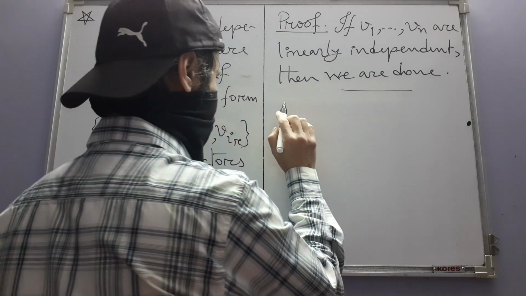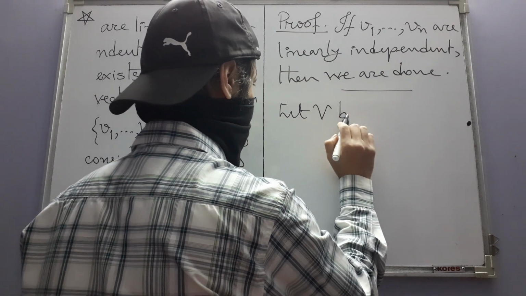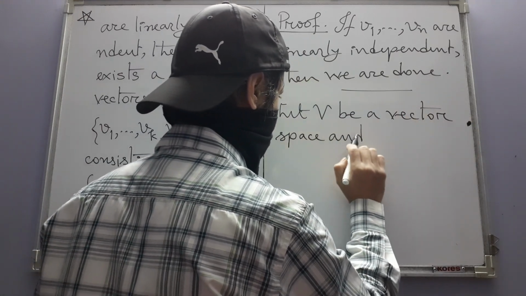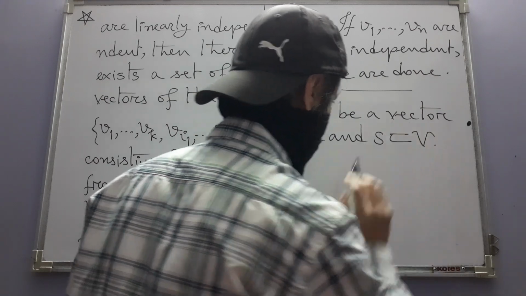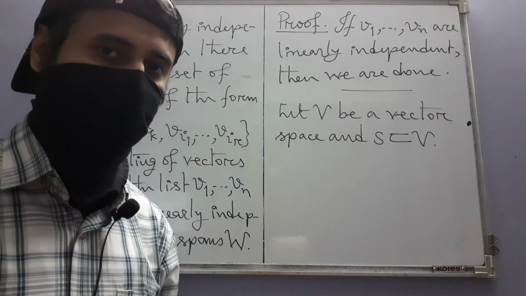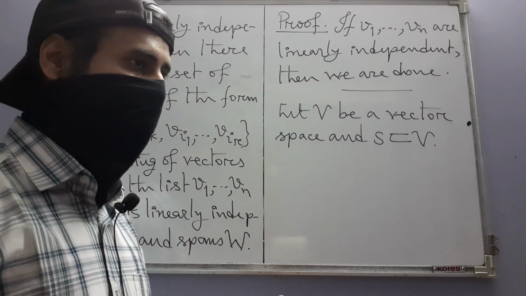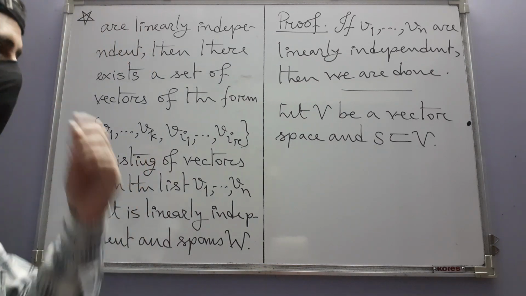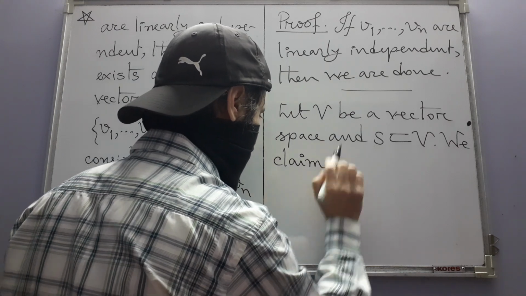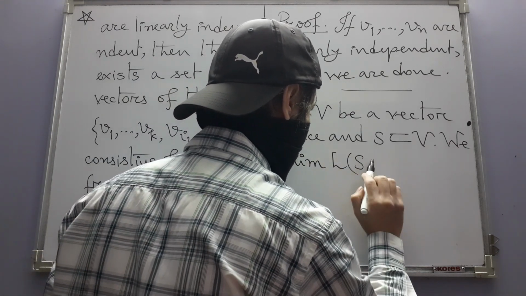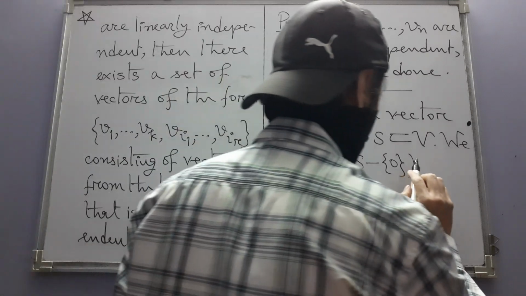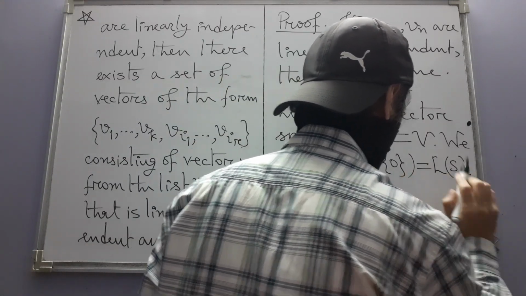So this is what we observe. Let V be a vector space and S be a subset of V. S is not necessarily a subspace or anything. S is just any subset of V. S may be empty also. S may be non-empty, and S may also be infinite, who knows. This is our observation. We claim that the linear span of S minus the 0 vector, the linear span of this set, is equal to the linear span of S.